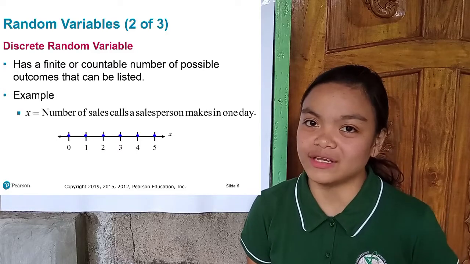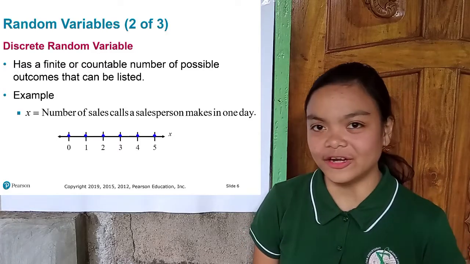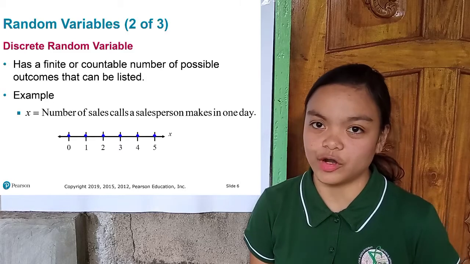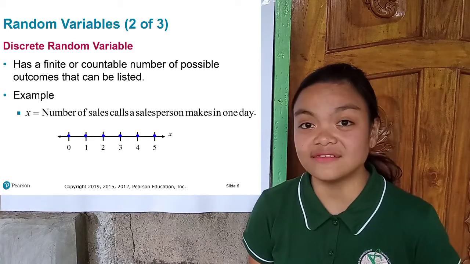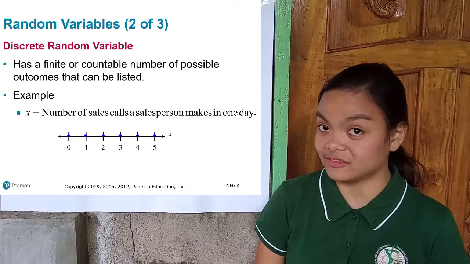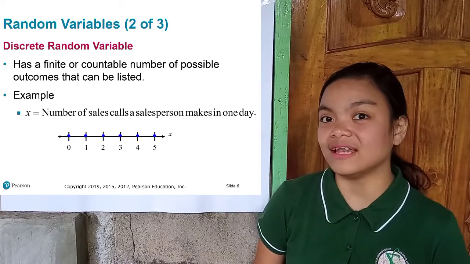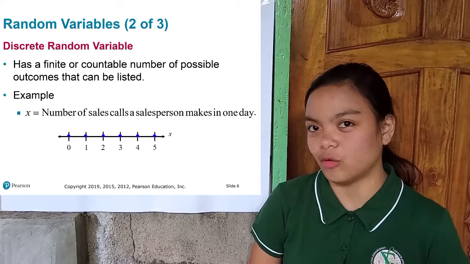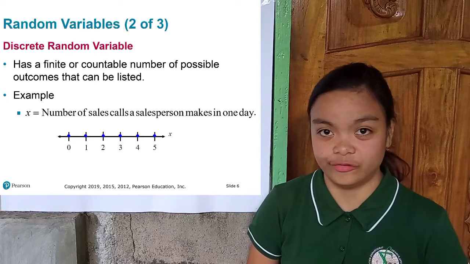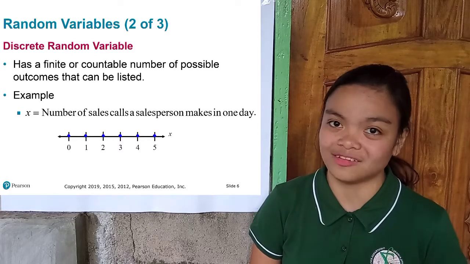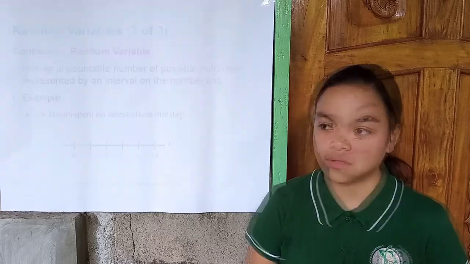Therefore, the first example is the discrete random variable because x represents the number of sales calls a salesperson makes in one day. This means that it can be counted. Either there are 0 calls in a day, or 1, or 2, or 3 calls, or 4 calls, or 5, and so on.